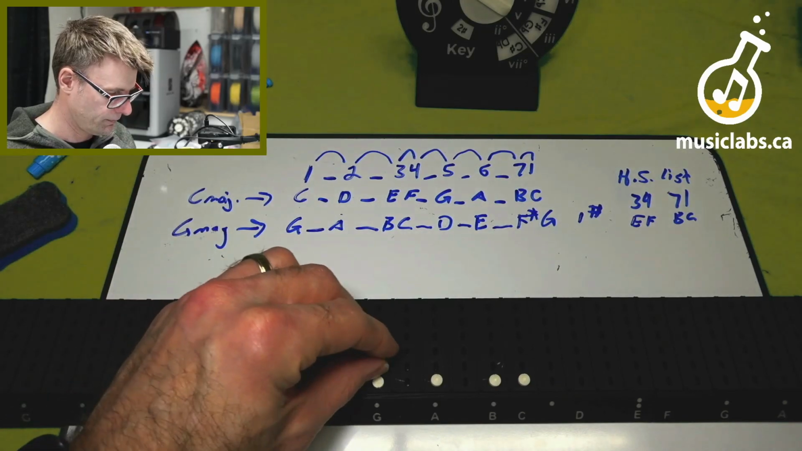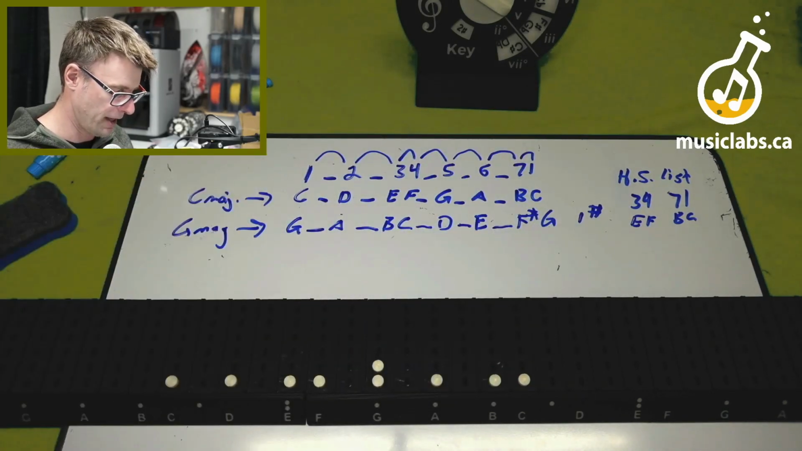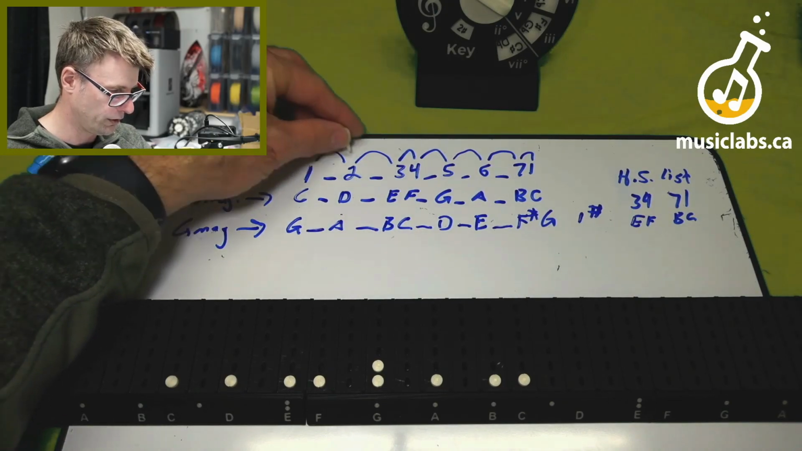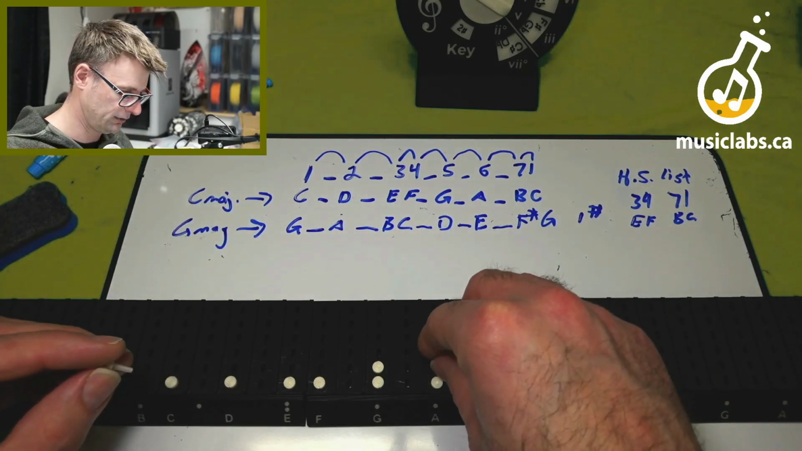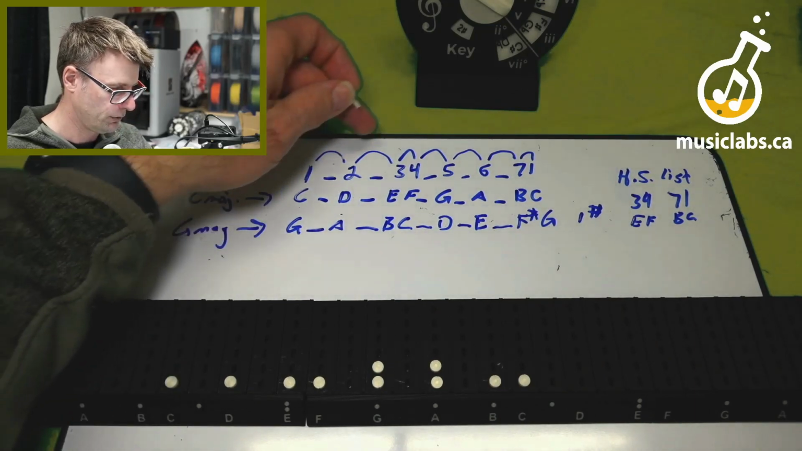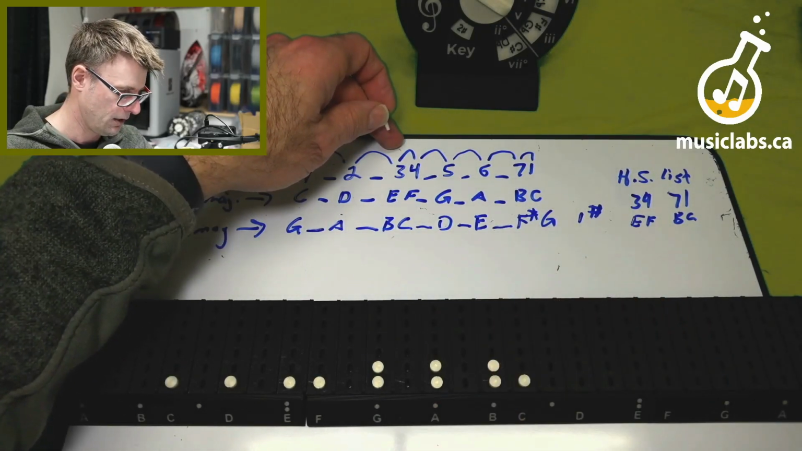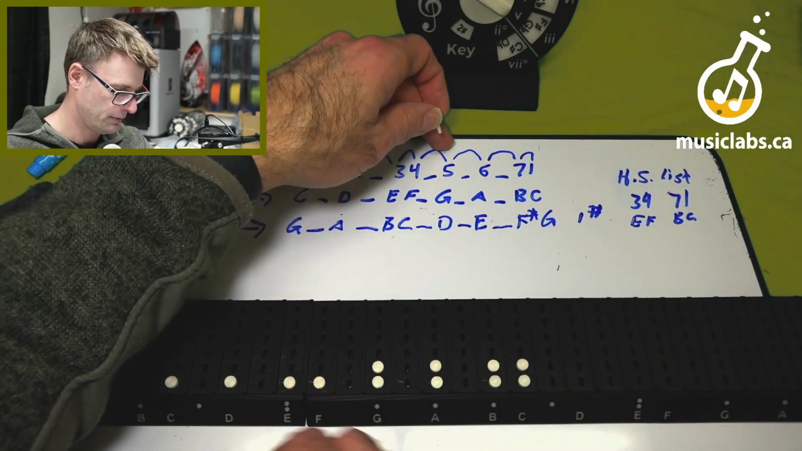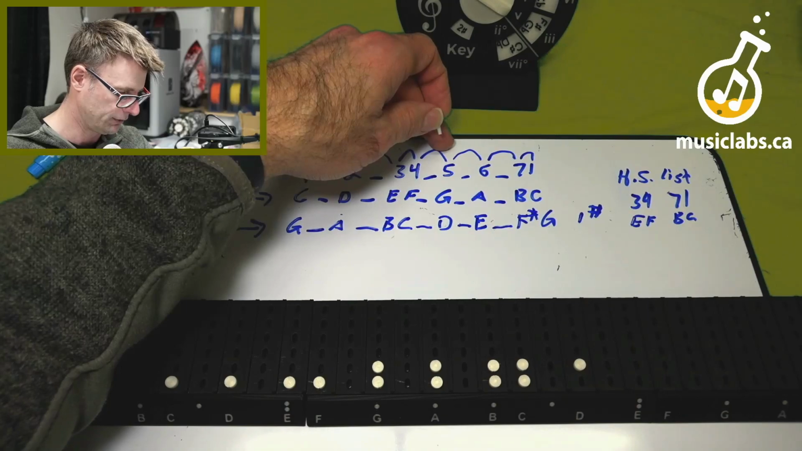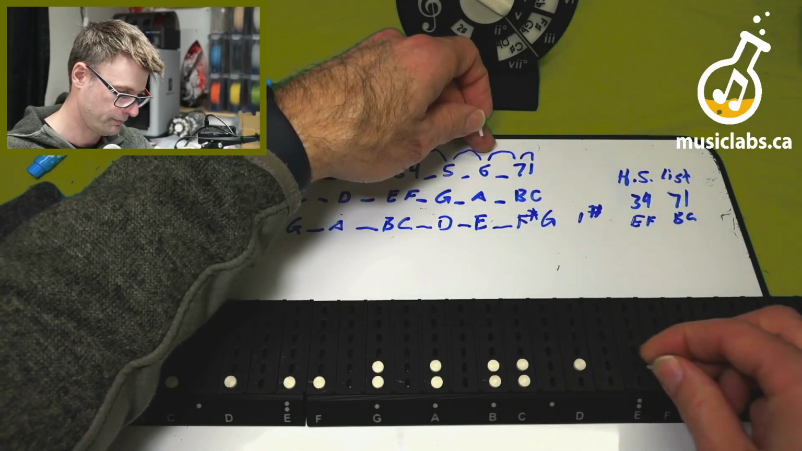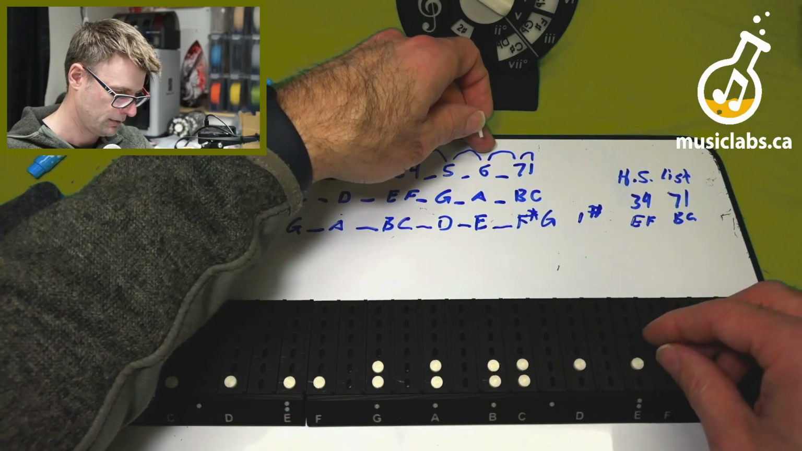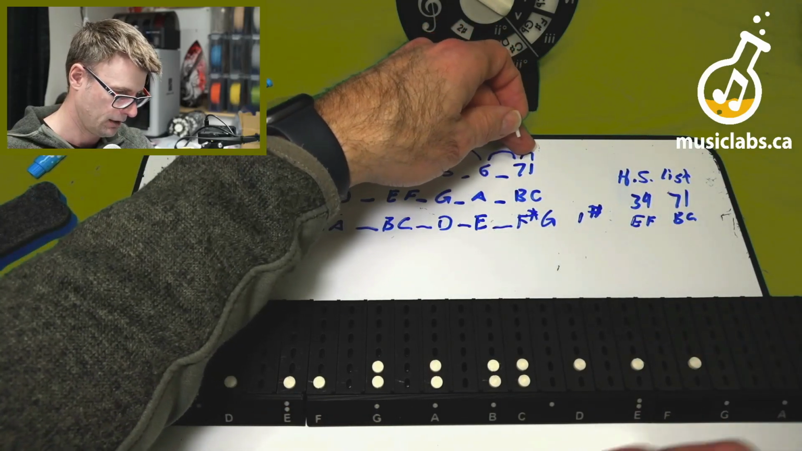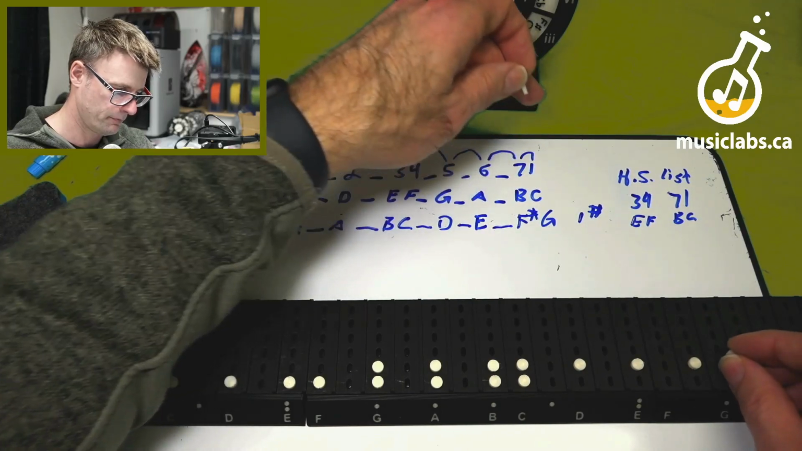Starting at G, we need a whole step. Now I'm not going to look up that. Well, I should, just for your sake. So from 1 to 2 is a whole step. Okay, so that gets us to A. From 2 to 3 is another whole step. From 3 to 4 is a half step. 4 to 5 is a whole step. 5 to 6 is a whole step. 6 to 7 is another whole step. And 7 to 1 is a half step.